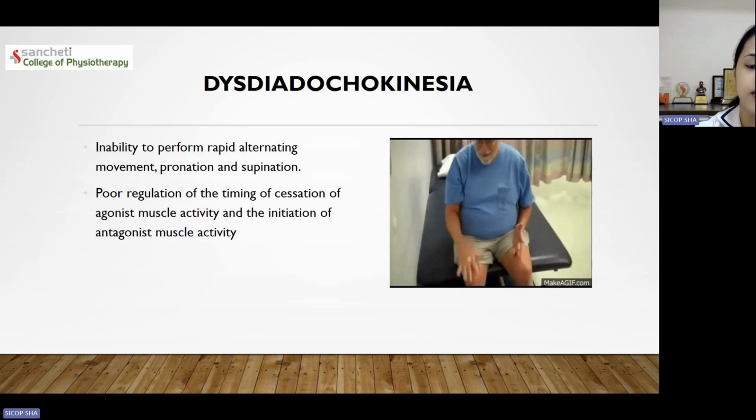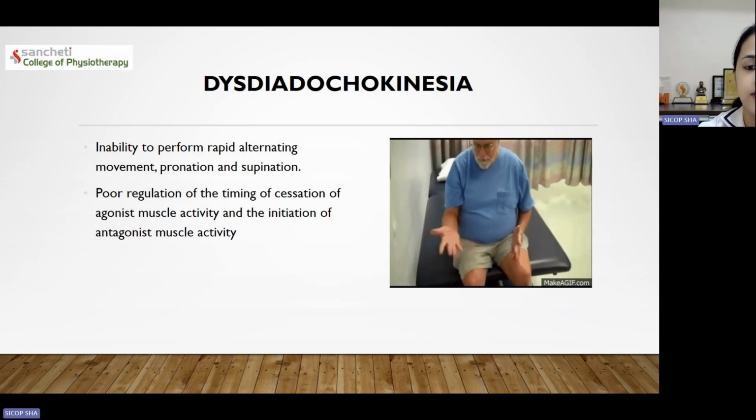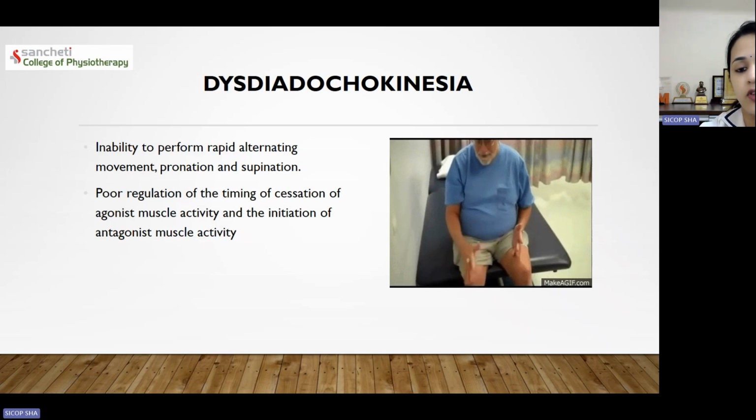In normal human beings, the hand can easily pronate and supinate at various speeds, at a slower speed, at a faster speed. But over here, in cerebellar ataxia, the speed is affected, the accuracy is affected, and the person cannot do alternating rapid movements. Why do we see dysdiadochokinesia in our patients? Because there is poor regulation of timing of cessation of agonist muscle activity and initiation of the antagonist muscle activity.